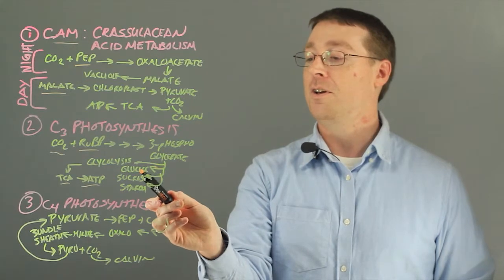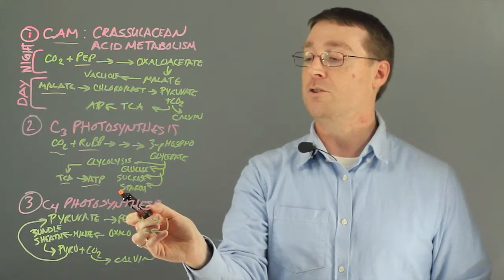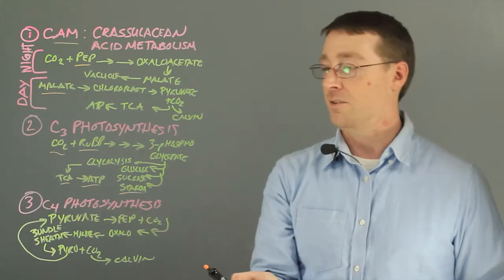3-phosphoglycerate can also form sugars such as glucose, sucrose, and stored sugars such as starch.